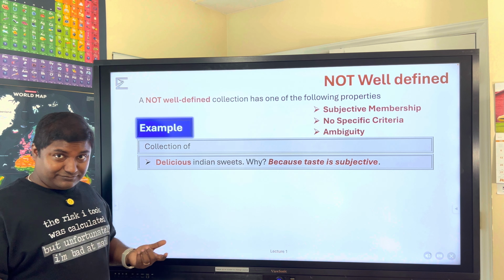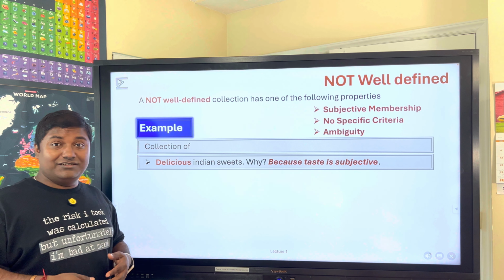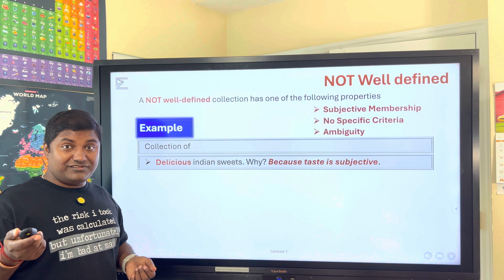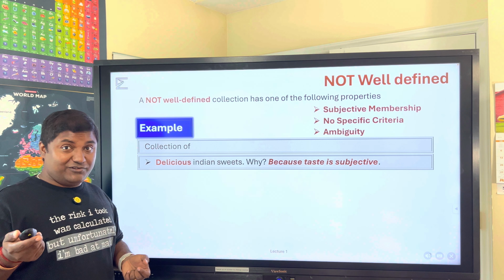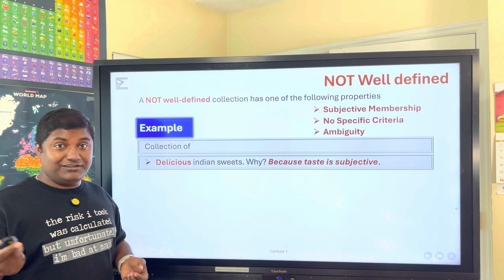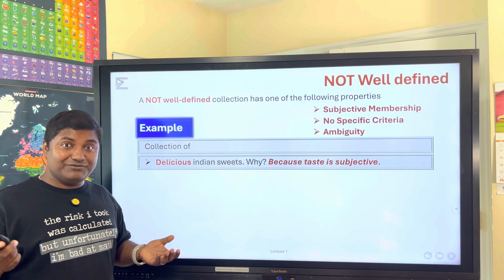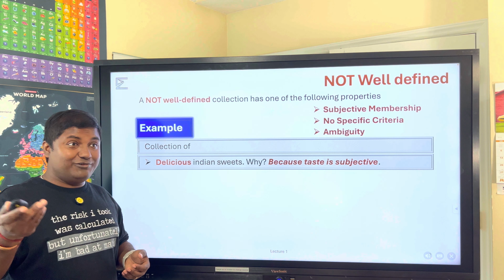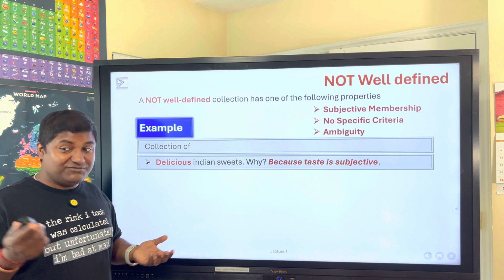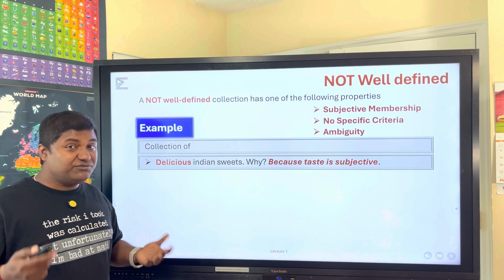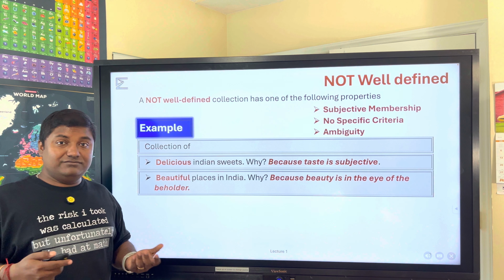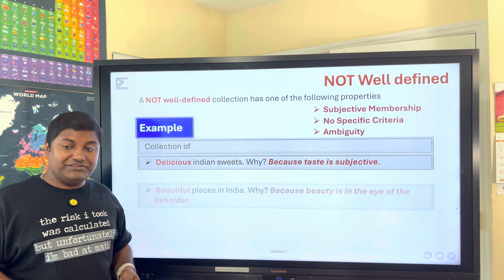Collection of, what if I ask you what are the delicious Indian sweets? Everyone has a different preference, right? So different people, when asked this question, will answer it differently. For me, it is malai cham cham. For you, delicious sweets could be rasagolla, or could be pantua, gulab jamun, etc. Right? Taste is subjective. That's why everyone will come up with different items in this particular collection.